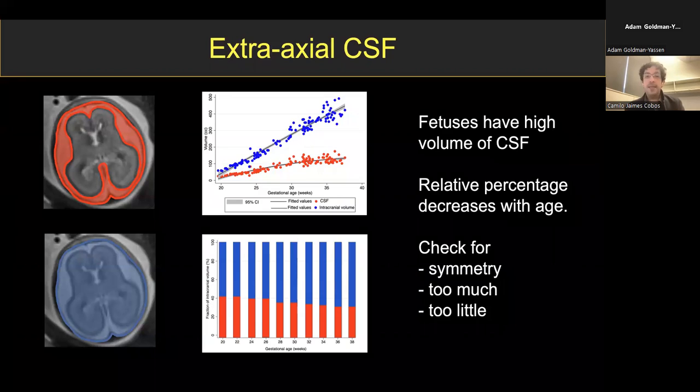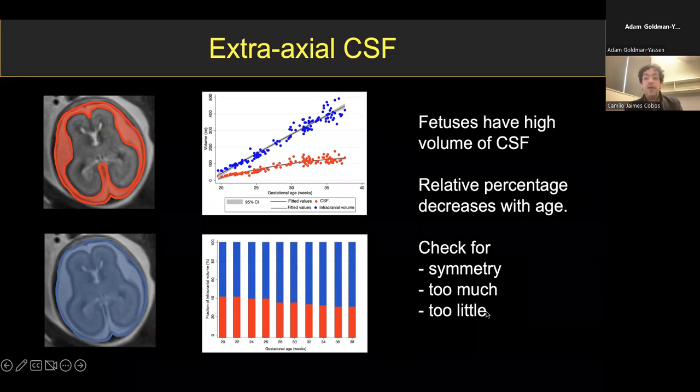First, the extra-axial CSF space volume increases through pregnancy. So it never starts to decrease. The actual volume of CSF always increases, but the volume of the entire head actually increases more, which means that brain tissue is actually growing faster. So you will see a relative decrease in the percentage of the brain that's occupied by the extra-axial CSF space. So that's something good to remember. That is the normal trend.